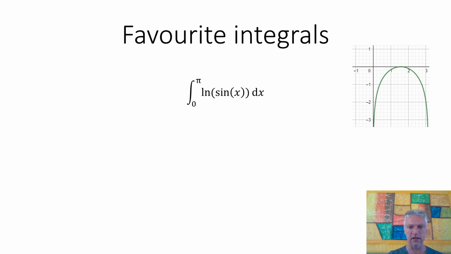Today I want to consider the integral of the natural logarithm of the sine, where the variable runs from 0 to pi. On the right, I have included a graph of this function, and you must notice that the integrand is always negative except for one value, that is pi divided by 2. And this integral will have a negative value as well.